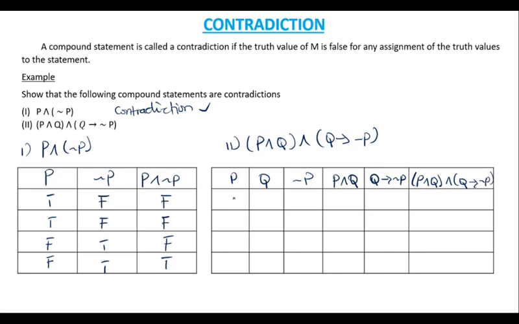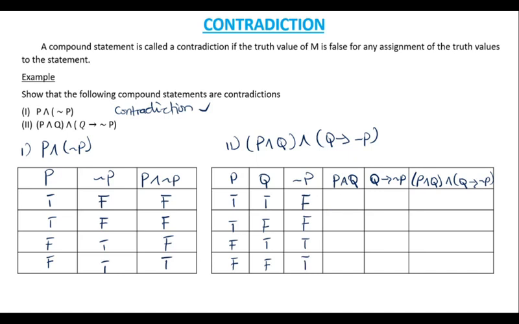I have the P statement to be true, true, false, false. I have the Q to be true, false, true, false. Now negation of P is the inverse of everything we have over here. So this will become false, this will also become false, this will become true, and this will also become true.